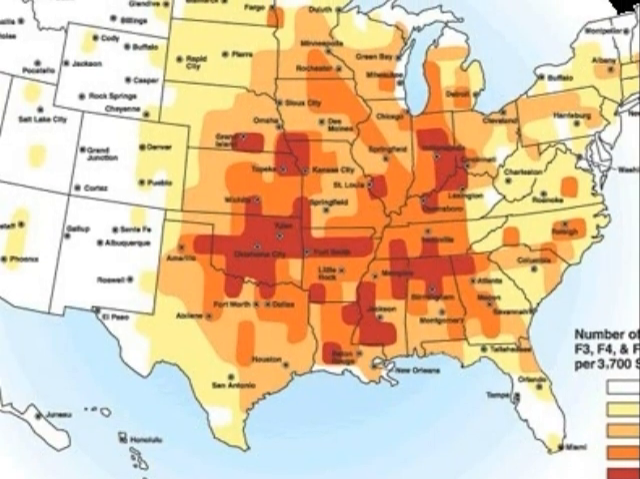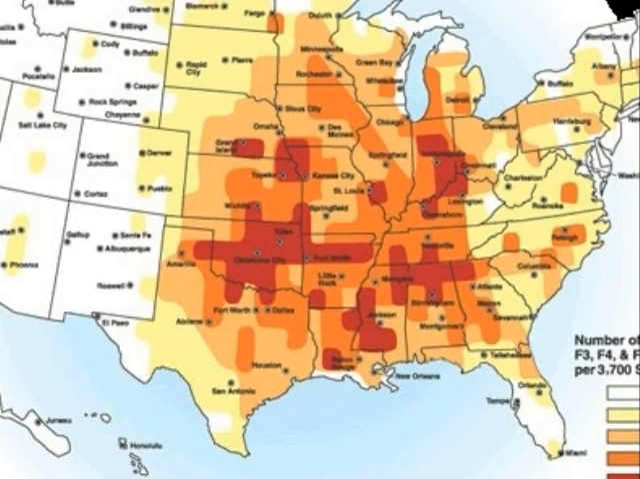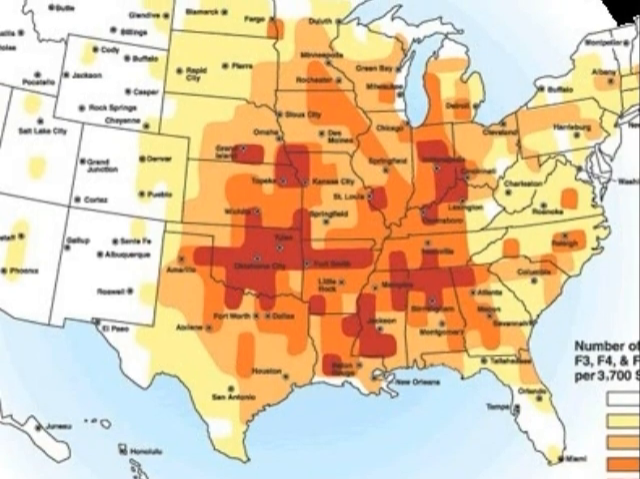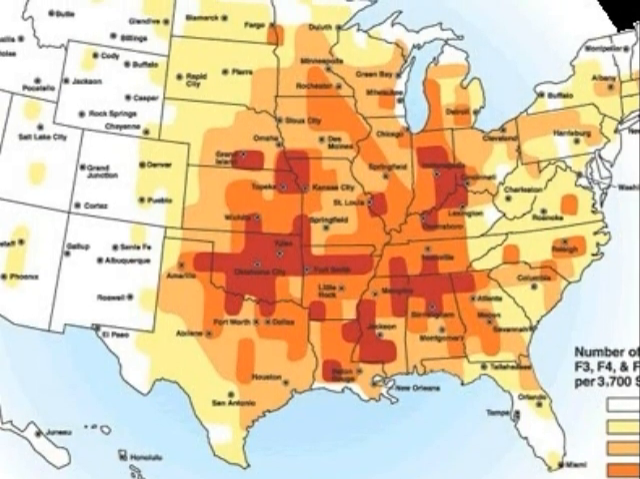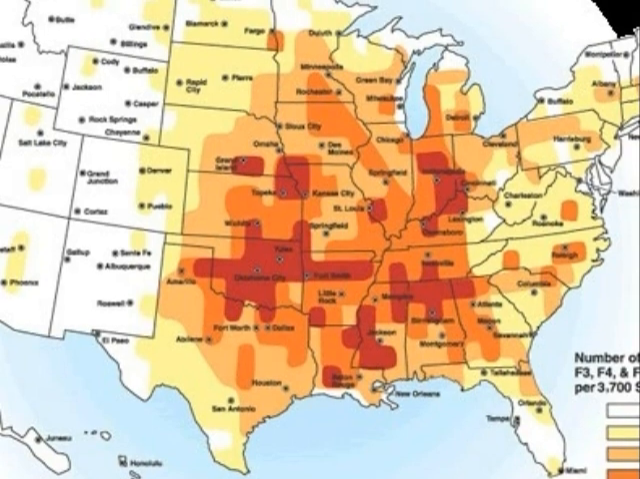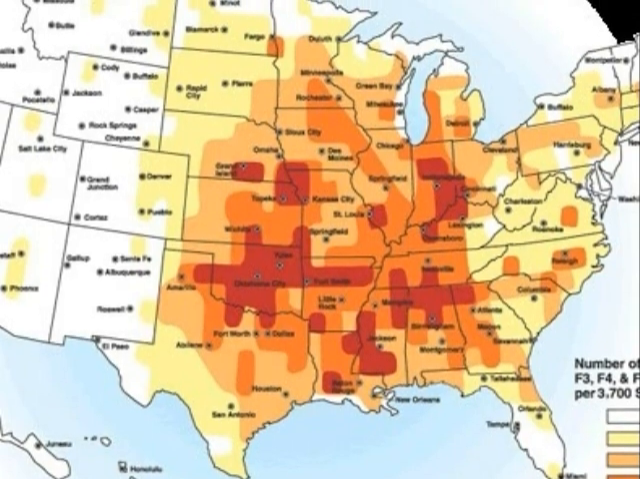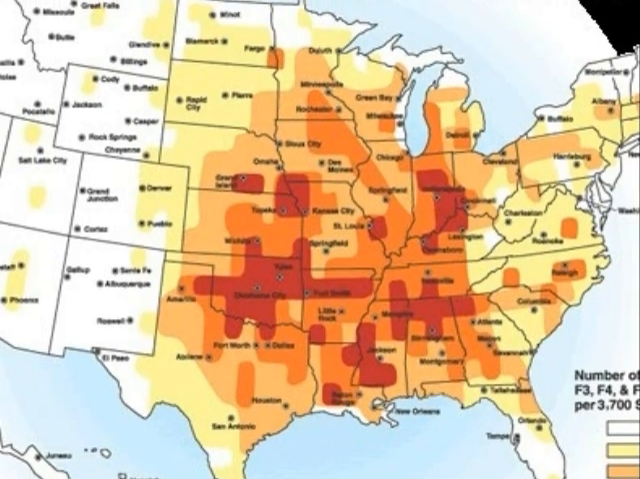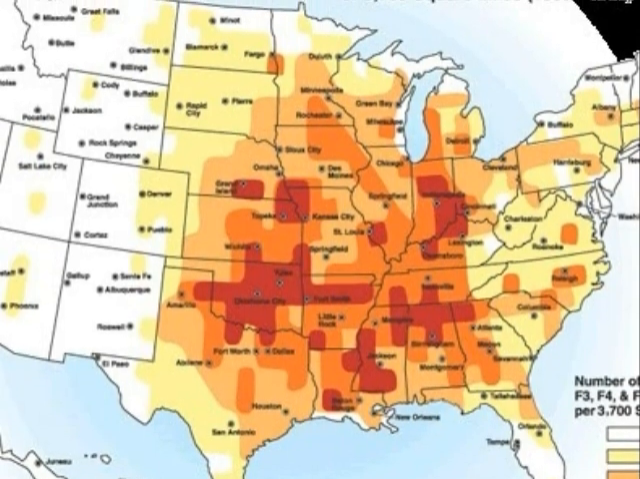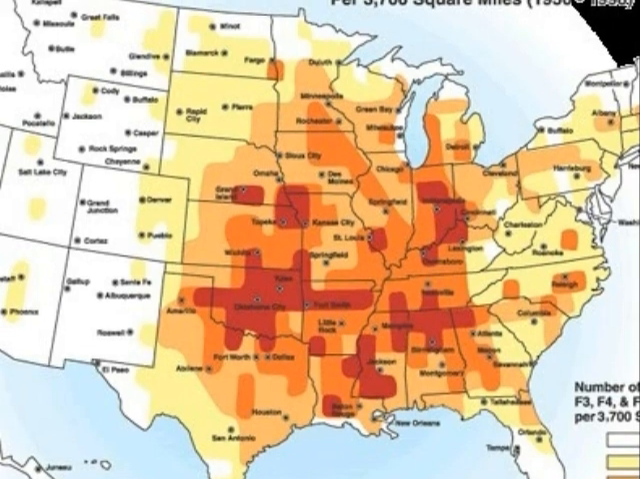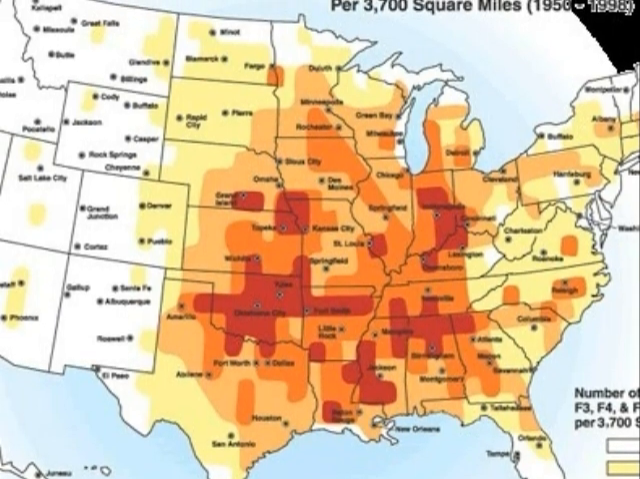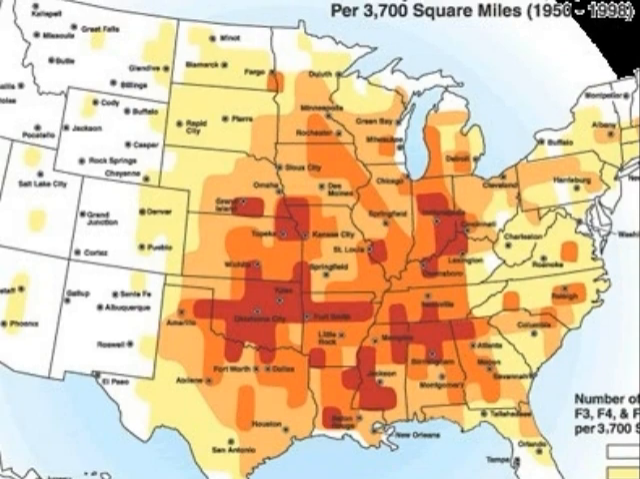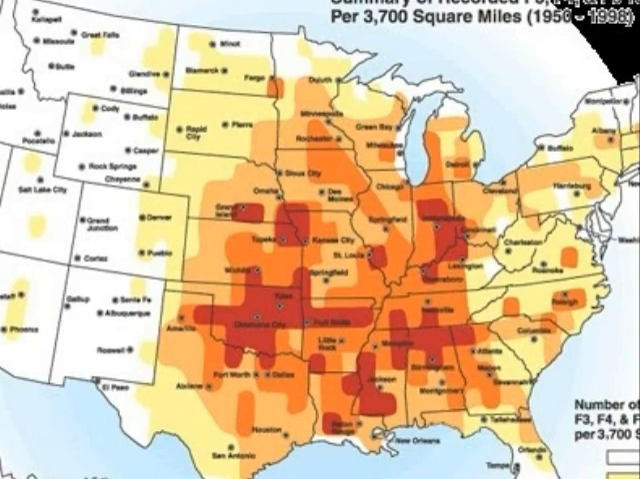The states that have the red areas have 25 tornadoes or less. The ones that are in the dark orange have between 16 to 25 tornadoes. The ones in the light orange have 6 to 15 tornadoes. The ones in the yellow have 1 to 5 tornadoes a year. And then the white is less than 1 tornado a year.